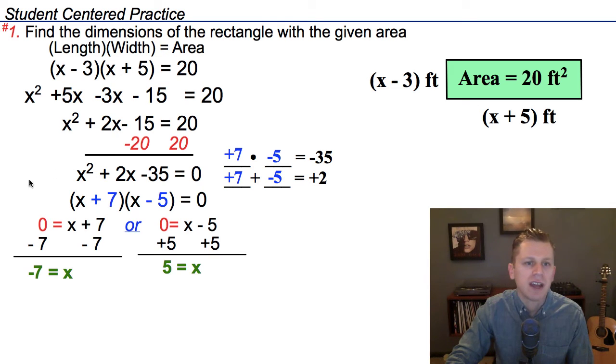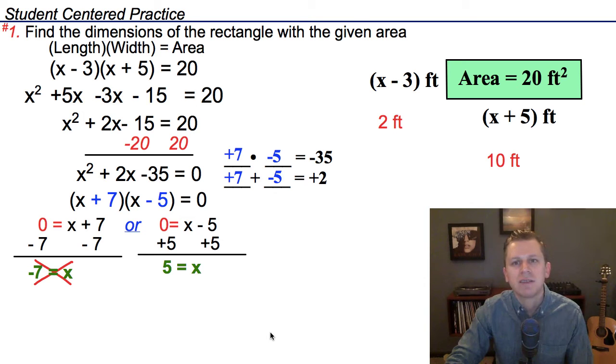However, both of these do not answer the problem. What we have to do here is reject the negative solution because we can't have a negative dimension and use 5 to find the correct dimensions. We're going to plug 5 into both of these expressions. 5 minus 3 will give us 2 feet. 5 plus 5 will give us 10 feet. Our final answer is 2 feet and 10 feet.